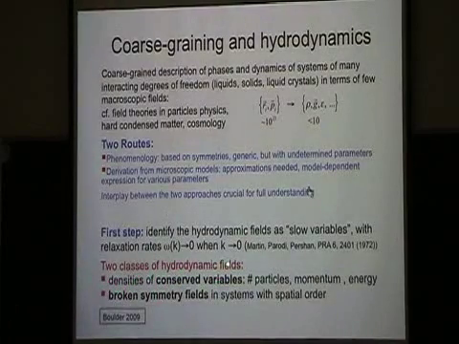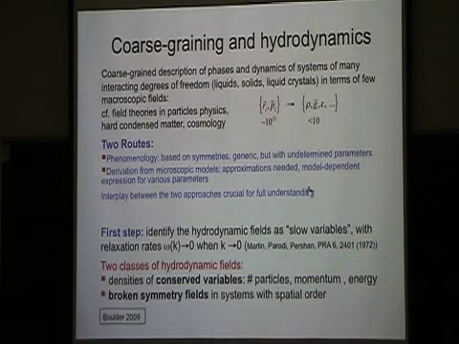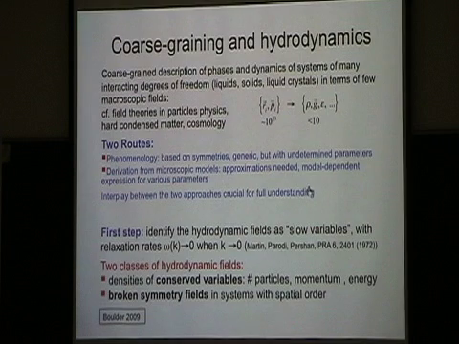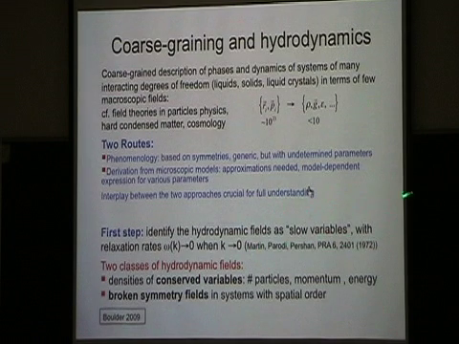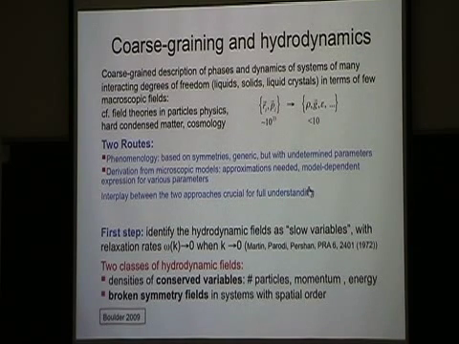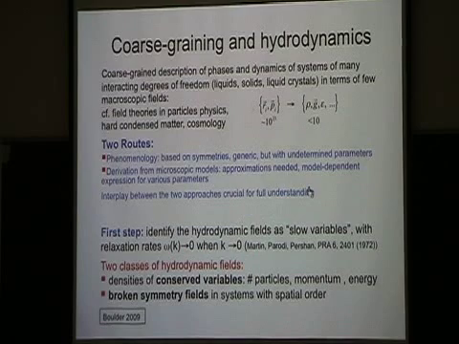The densities of conserved variables, such as particles, momentum, and energy in the fluid. And if you are in a system that can exhibit spatial order, that can exist in an ordered state, like a magnet or a ferromagnet, that can order, there are also broken symmetry fields that are also hydrodynamic fields. What I mean here by the general property of these slow variables is that the relaxation to equilibrium of a large-scale fluctuation in one of these slow variables occurs at a rate, omega, that goes to zero when the wave number goes to zero, or the wavelength goes to infinity. So they are infinitely long-lived in the limit of long wavelength.